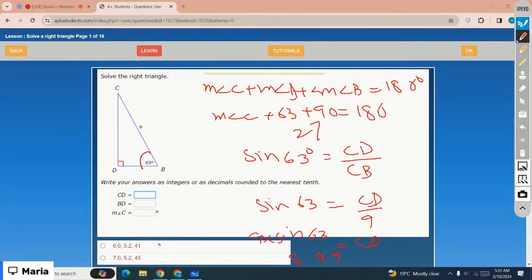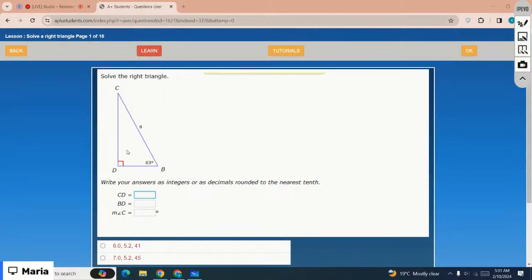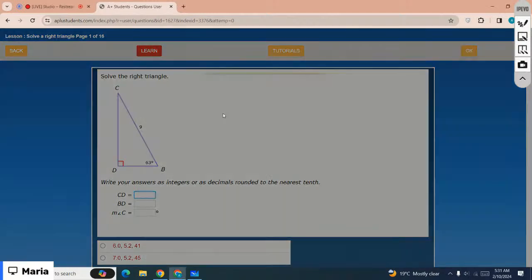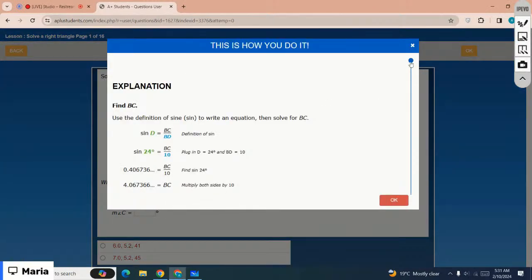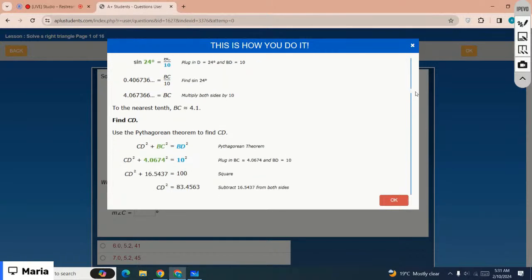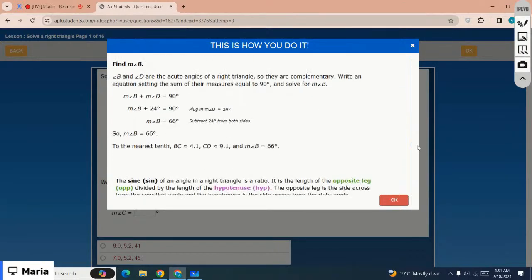Hold on. Let me just see what's wrong with this question. Just 1 minute, okay? How is this angle 41? Your angles are different, the given solution is different. I don't know what's wrong with the question.